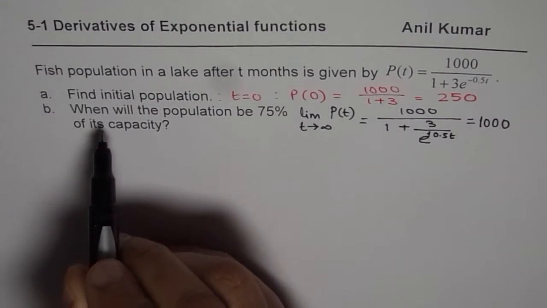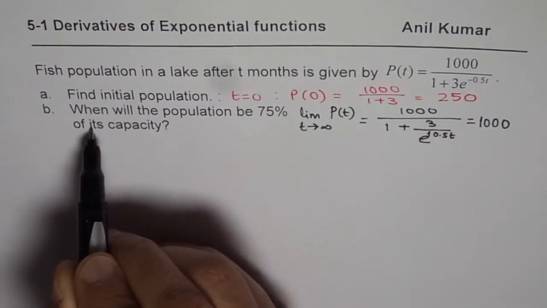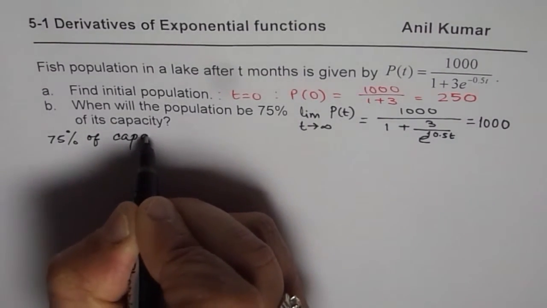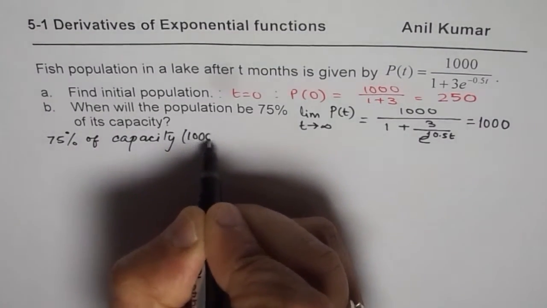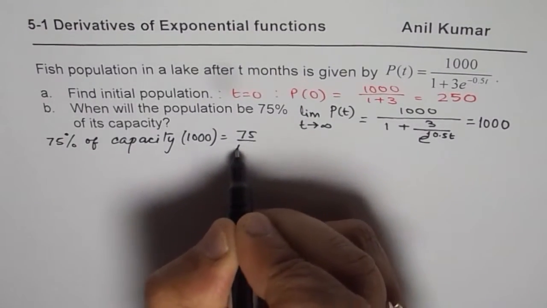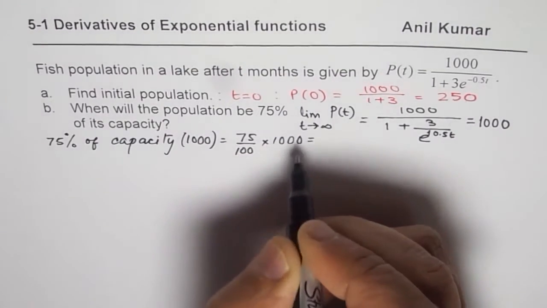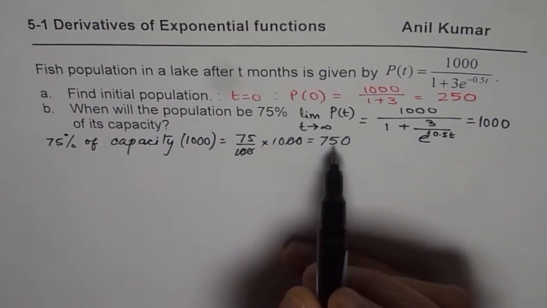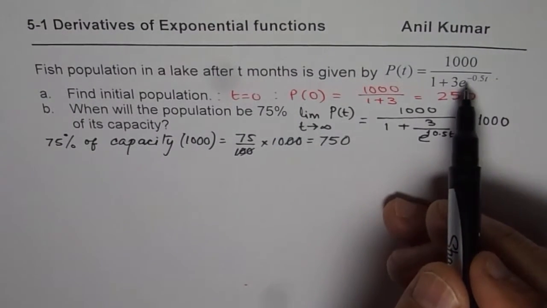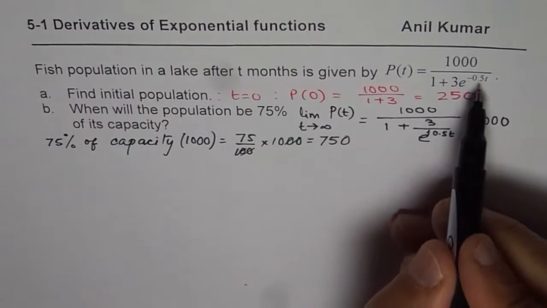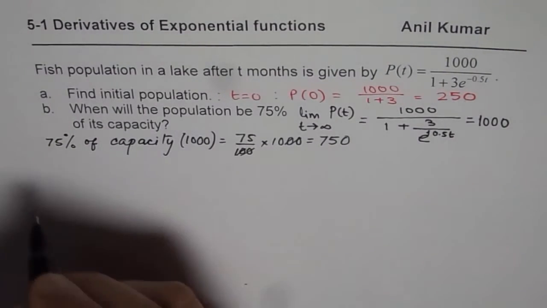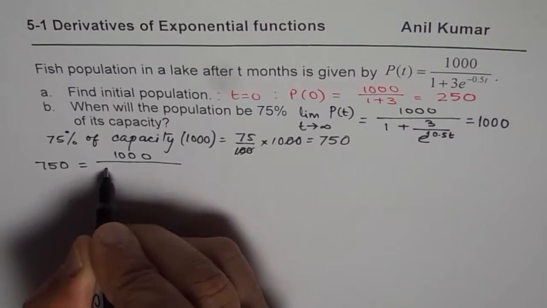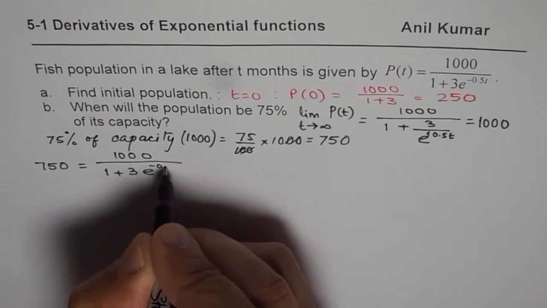Now let's go through the question once again. When will the population be 75% of its capacity? So 75% of capacity, which we found was 1000, means 75 over 100 times 1000, which is 750. So that is the number. When will the fish population be 750? That is what you need to find. Now, the solution of this question helps you to understand how to solve equations involving e. So P of t is 750 for us. We'll write 750 equals the equation, which is 1000 divided by 1 plus 3 e to the power of minus 0.5 t.